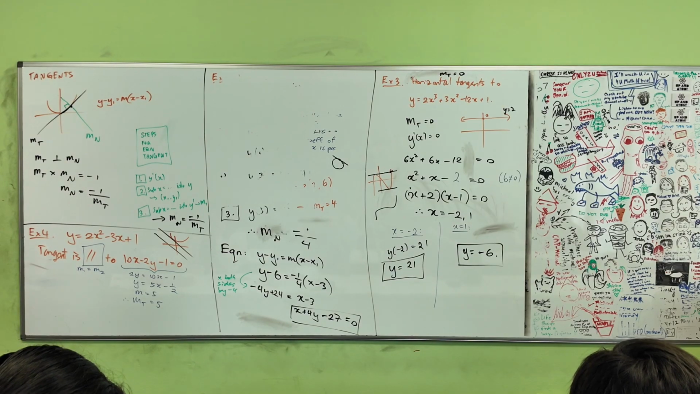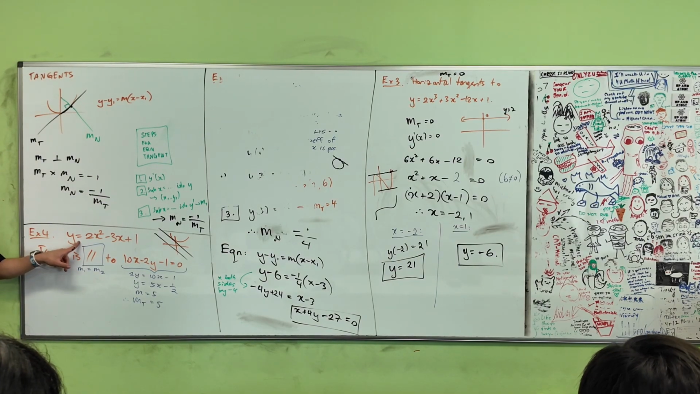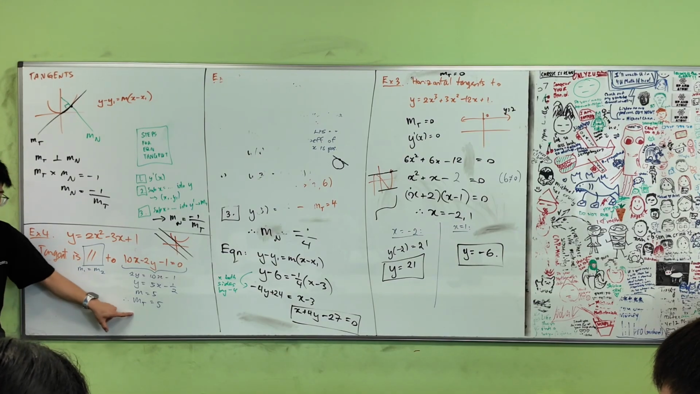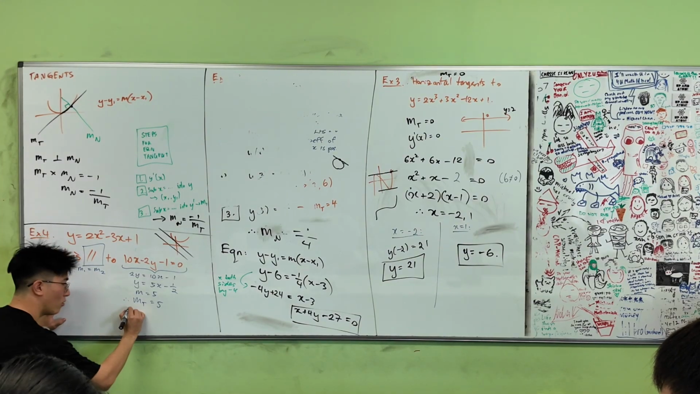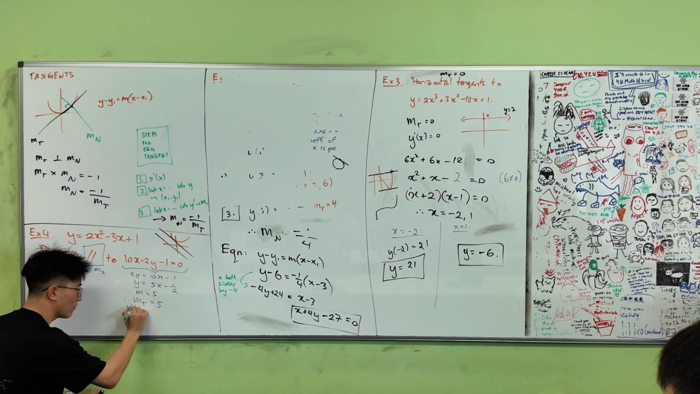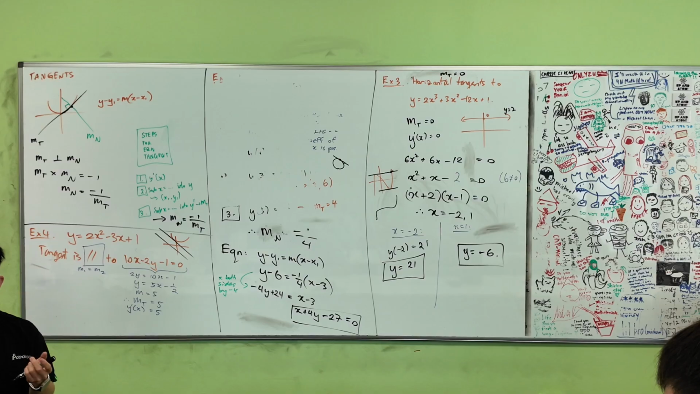mt equals 5. Now, I'm just going to keep replacing this with what I know. And what I know for gradient of tangent is that it's actually represented by the derivative. So I can find the gradient at any value of x. So let me plug that in there. y dash of x equals 5. And then let me just solve for that.